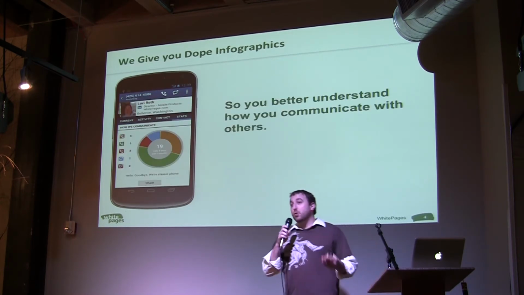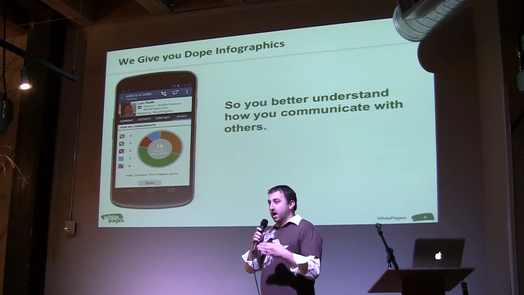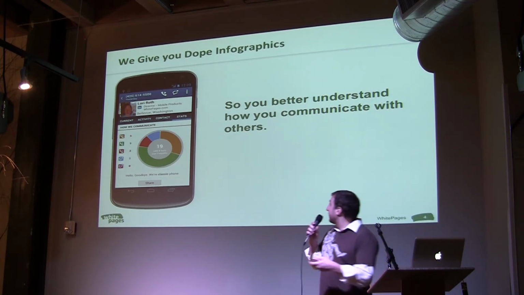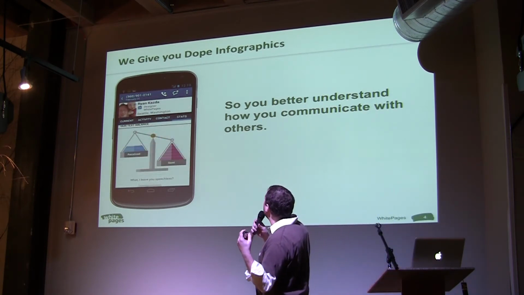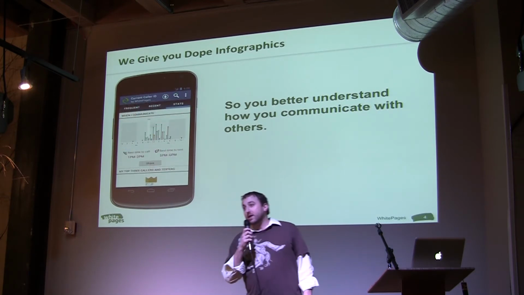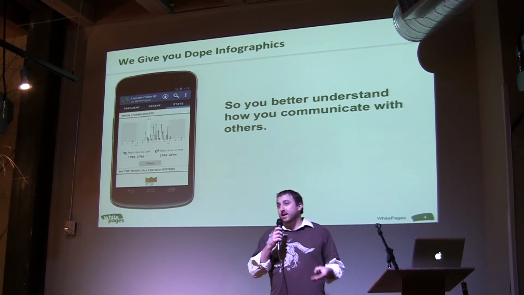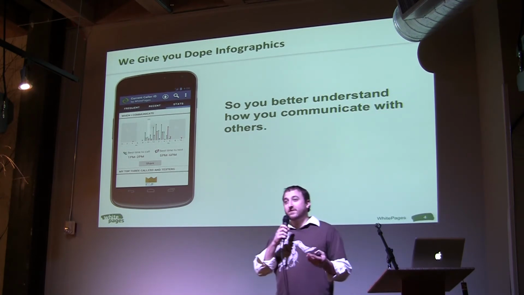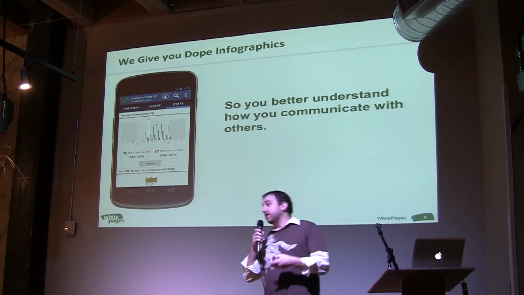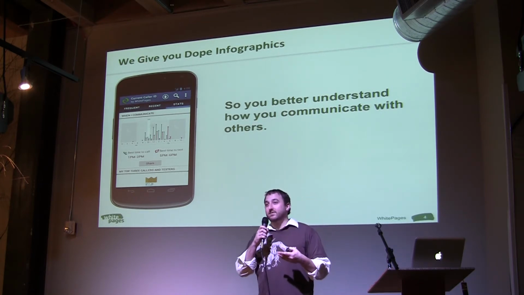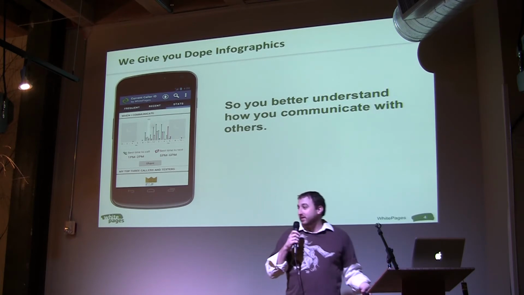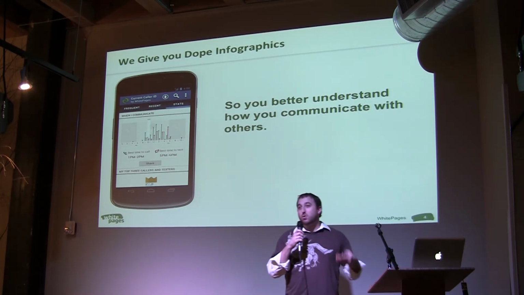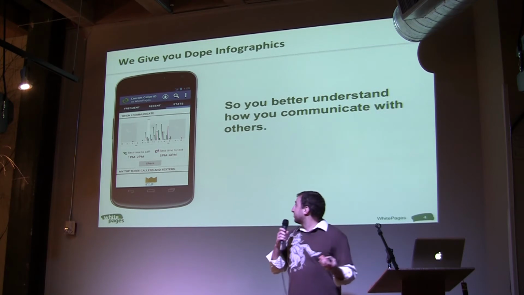We also give you a bunch of dope infographics so you can understand and better prepare how you communicate with other people. Things like this pie chart, the communication balance chart and the histogram give you a good idea of when and how to contact people, either via call or via text. A real story: I installed this on my dad's phone, and he looked at my calling card, and he realized that I call him a lot more than he calls me. He felt real guilty about that, and so he's been calling me more and more, and now we have a better relationship for it.